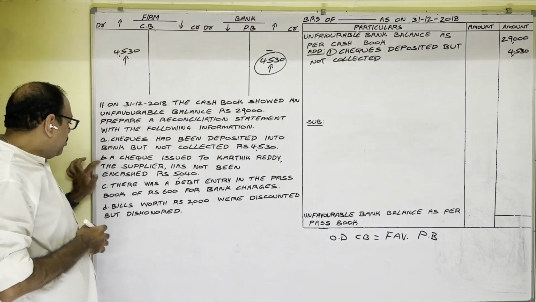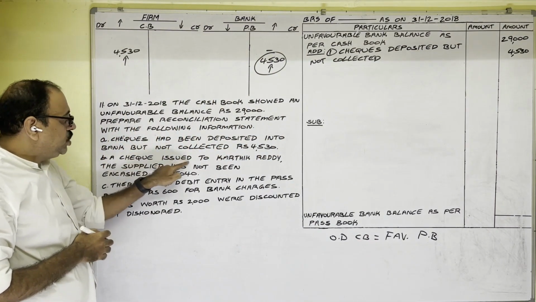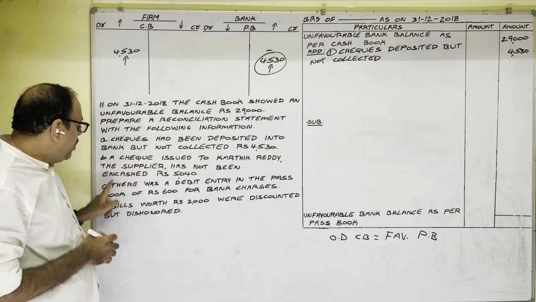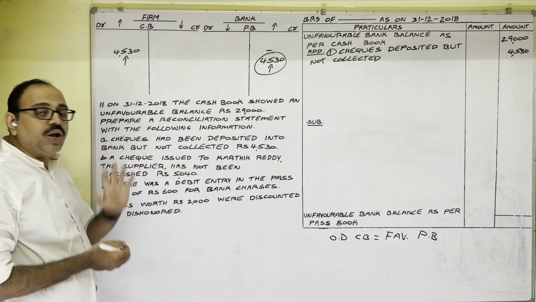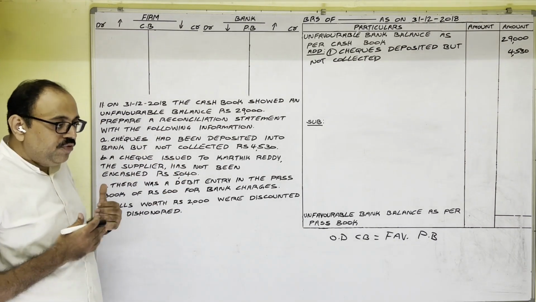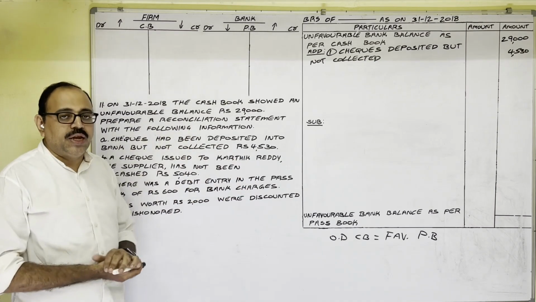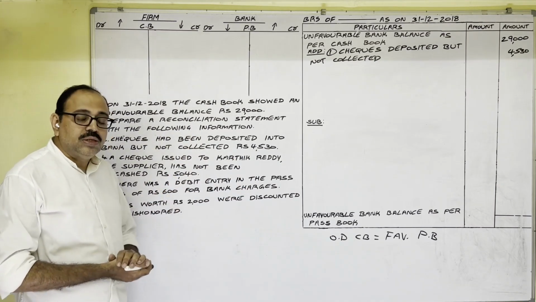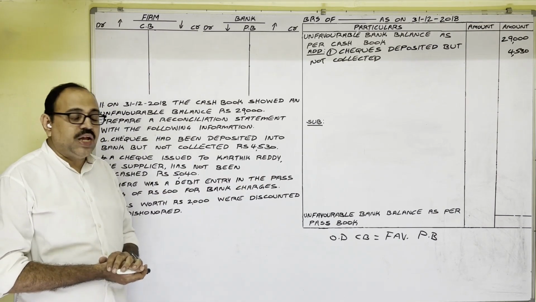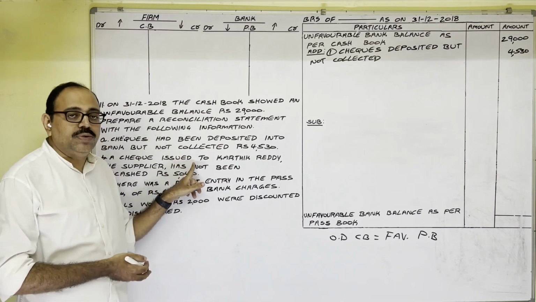A is completed. Come to B. A check issued to Karthik Reddy, the supplier, has not been encashed, 5,040 rupees. Check issued means what? We are the firm. We have to pay money to one supplier, 5,040 rupees. Instead of paying money, we have given a check to him. That is called check issued.